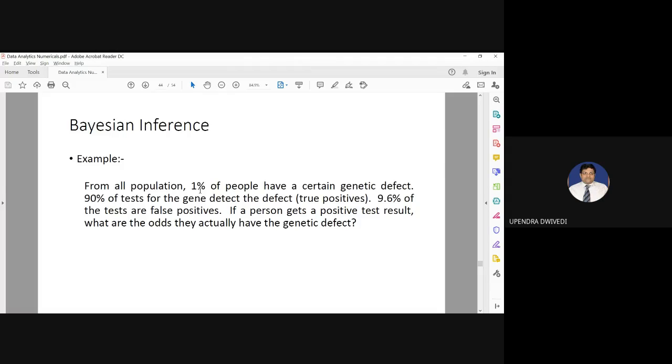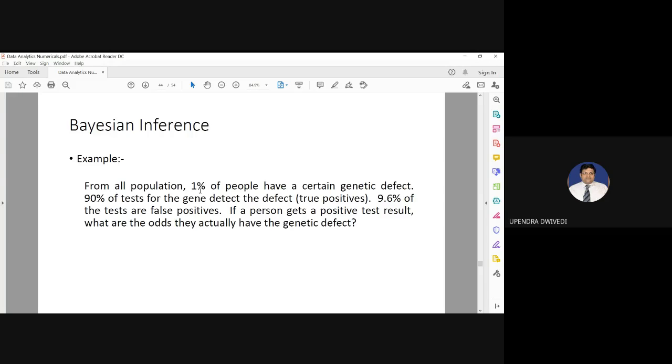Now the next statement says 90% of tests for the gene defect detect it. Here we are performing some tests to identify a gene defect. That test can be accurate or inaccurate: sometimes the test is accurate, sometimes it is not. If the test is accurate, we call it an accurate test. When it's not, we call it inaccurate.